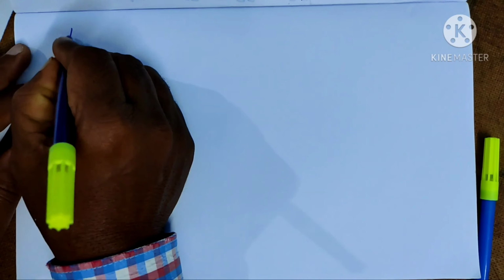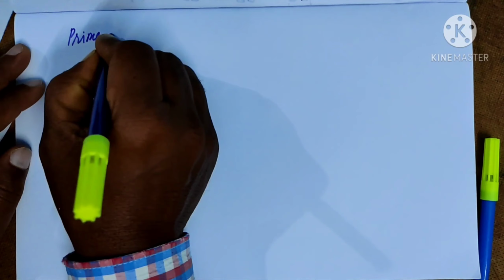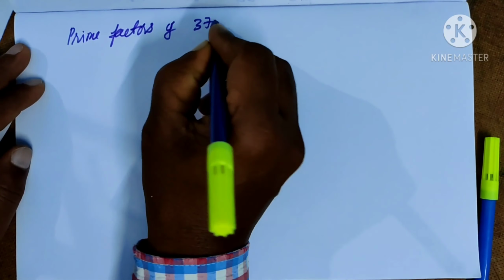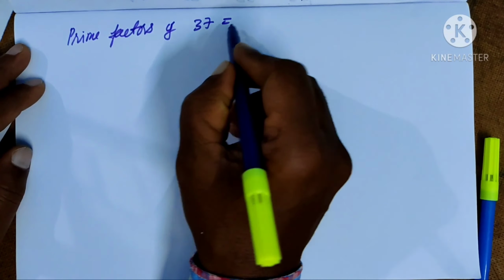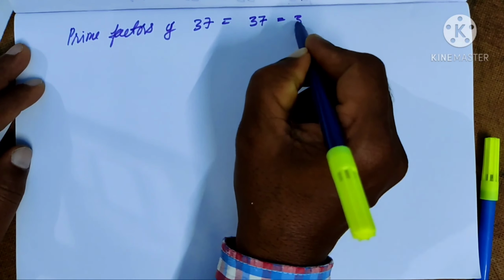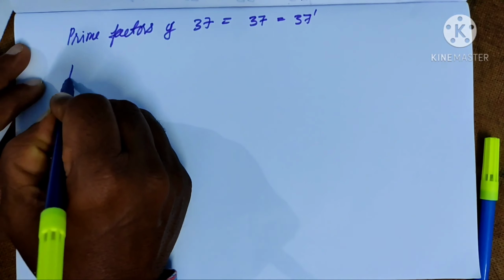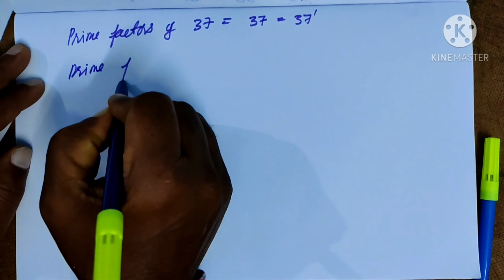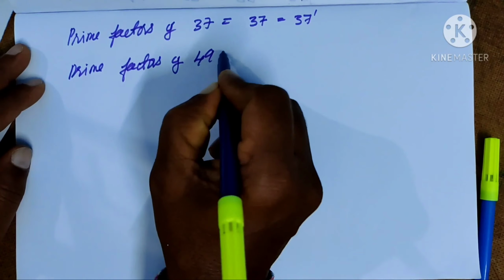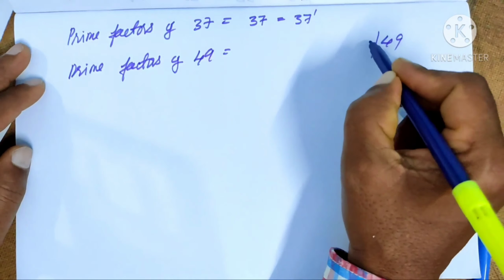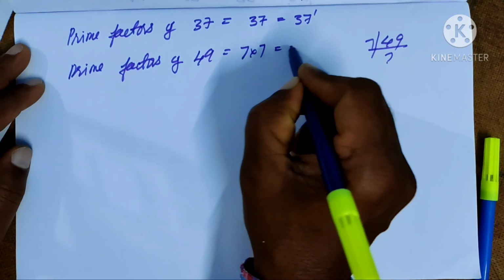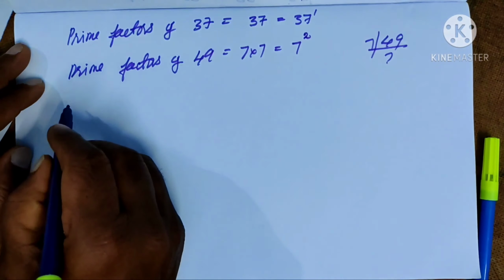Okay. Now go for the last one. Prime factors of 37. It is a prime number. It has only one factor, that is 37. Okay. Now prime factors of 49. 49 can be written as 7 sevens are 49. So therefore 7 into 7, so 7 to the power of 2.